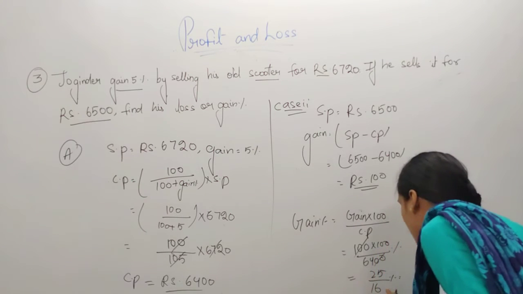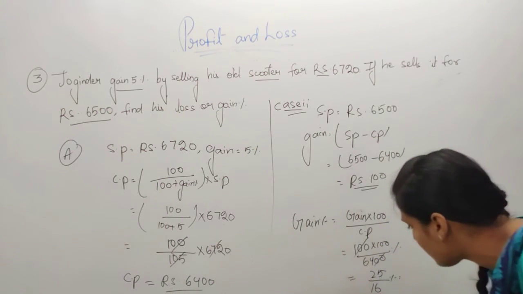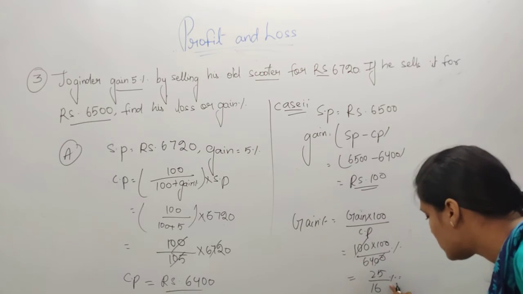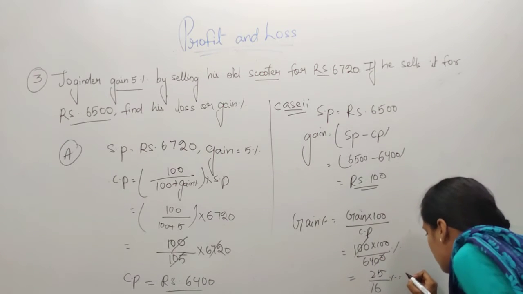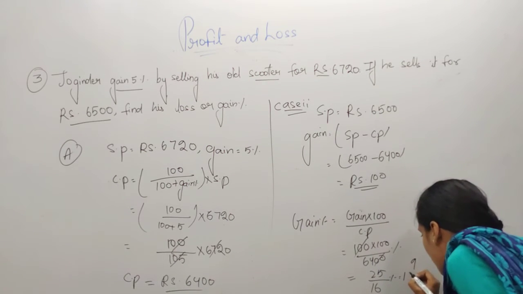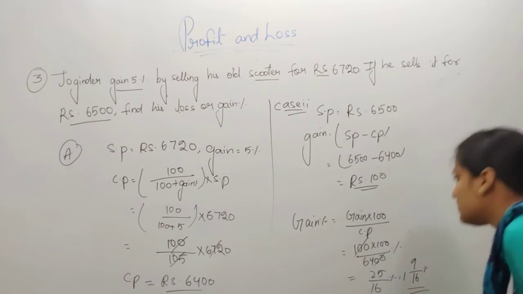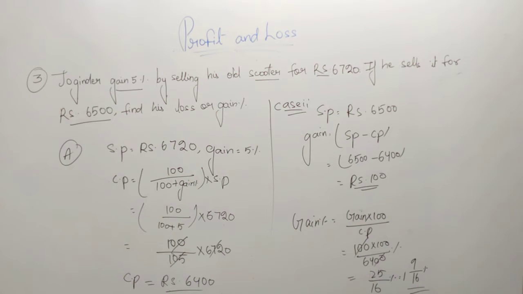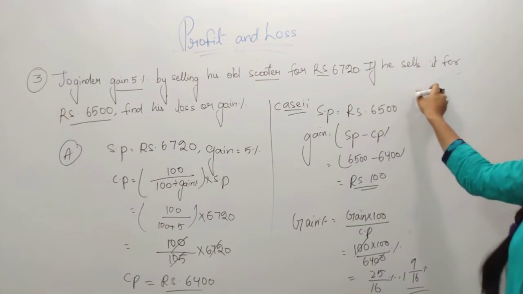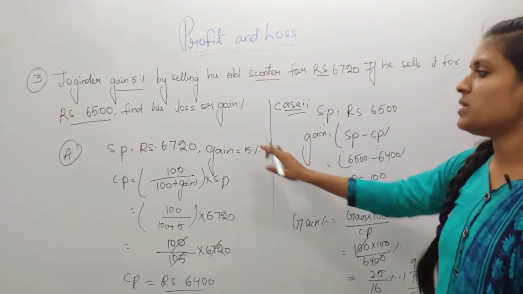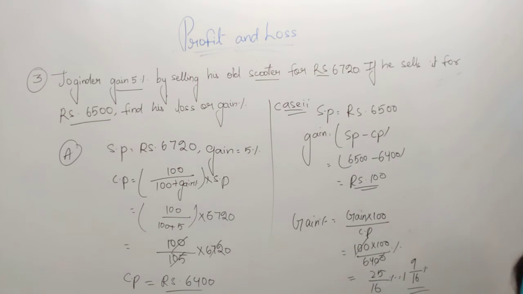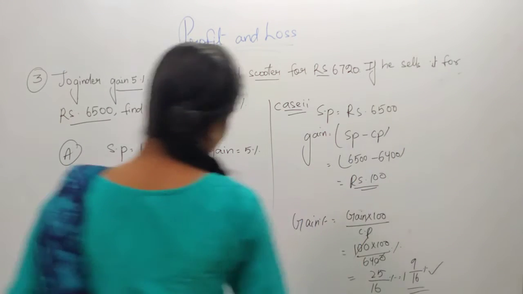This is the final answer. By solving this one also, what will you get? By dividing, 1 whole 9 by 16%. This much gain he got. When he sells his scooter at rupees 6,500, then he will get 1 whole 9 by 16% gain. Next, solve another problem.